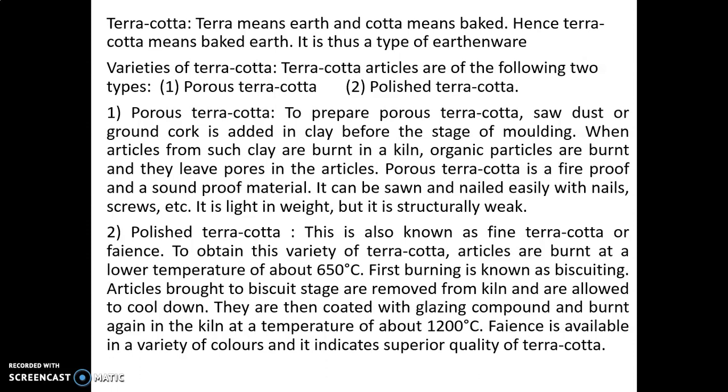Polished terracotta. This is also known as fine terracotta or faience. To obtain this variety of terracotta, articles are burned at a low temperature of about 650 degrees centigrade. First burning is known as biscuiting. Articles brought to biscuit stage are removed from the kiln and are allowed to cool down. Then they are coated with glazing compound and burnt again in the kiln at a temperature of about 1200 degrees centigrade. Faience is available in a variety of colors and it indicates superior quality of terracotta.